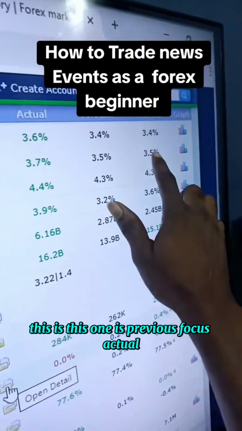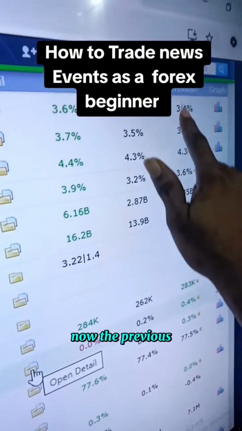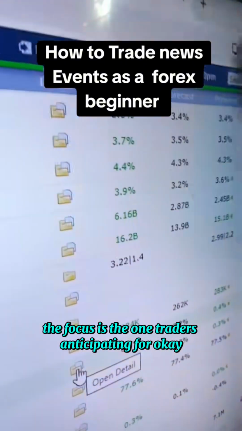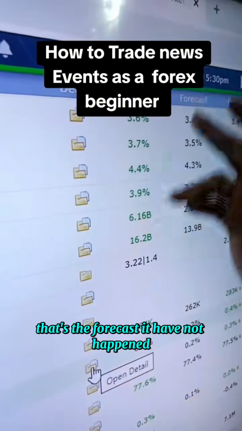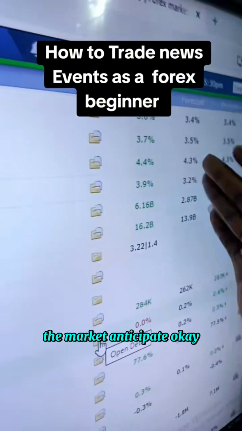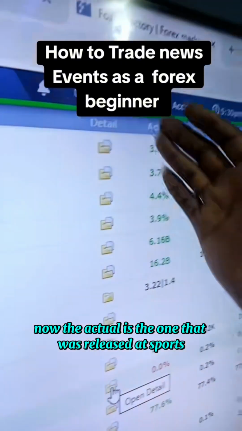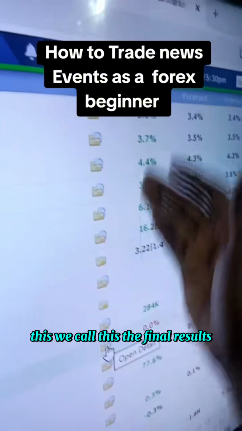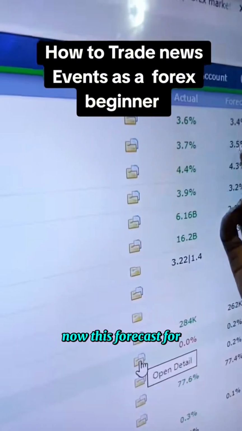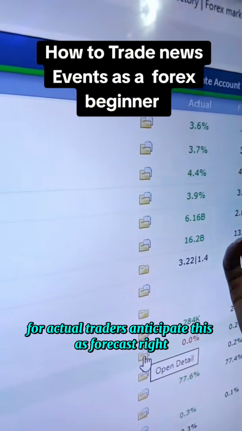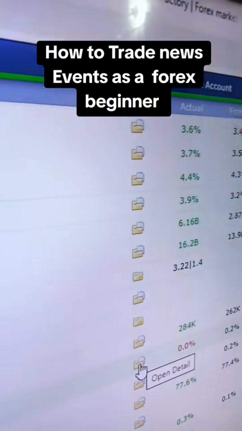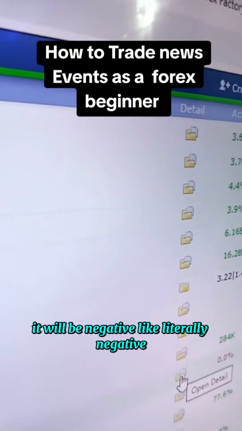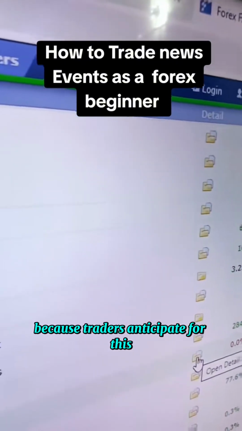Now if you watch closely, this one is previous, forecast, actual. The previous is the result of these different economic events in the past. The forecast is what traders are anticipating at a particular given time. It has not happened, but this is what the market anticipates. The actual is the final result that was released. If the actual does not match up with the forecast, that means it will be negative for the market, because traders anticipate the forecast most of the time.